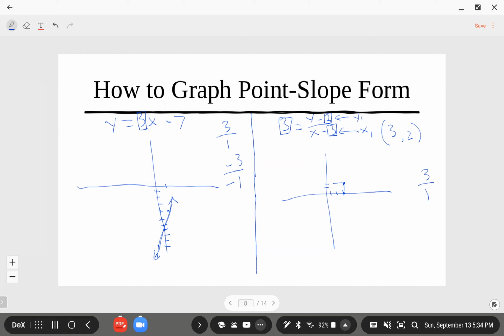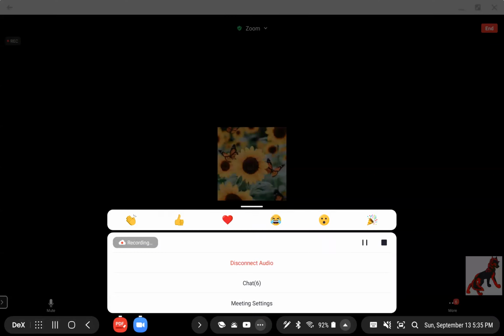So from this slope, we can also get negative 3 over negative 1. So from this point, we can go 1, 2, 3, and then 1 over here. And then negative 3: 1, 2, 3, go left by 1. Over here, these 3 points. And if you extend this line, it's the exact same graph, right? So this proves that these 2 ways both work. So any questions?